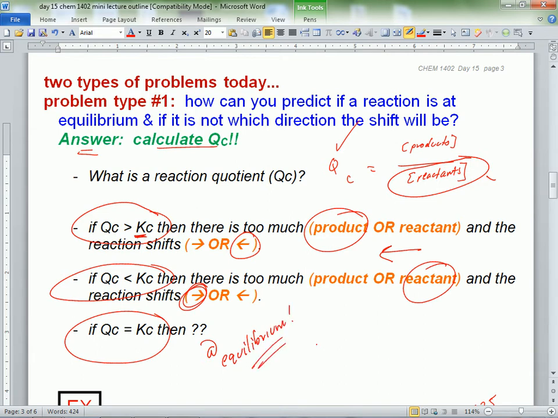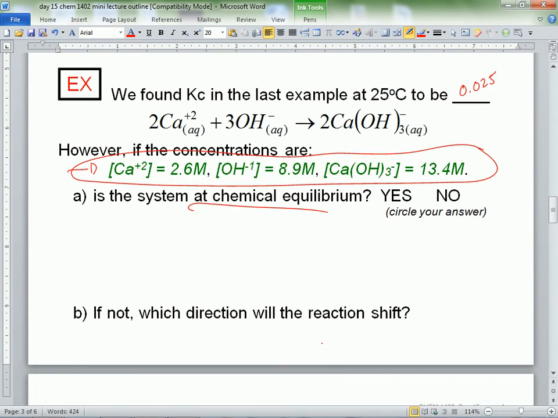Okay. So let's try it. We know what the equilibrium constant is. Kc is 0.025. Here's a bunch of concentrations for everything. Determine if you're at equilibrium or not. Try it. Calculate a Qc.